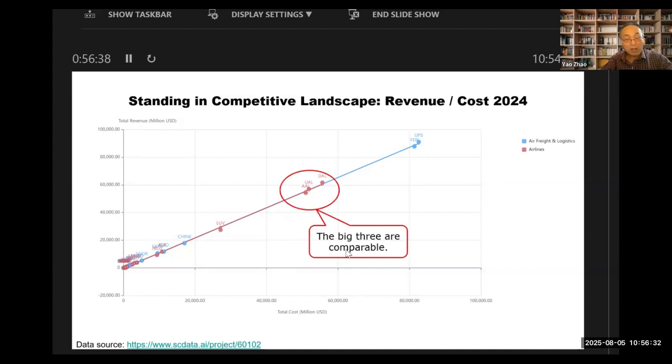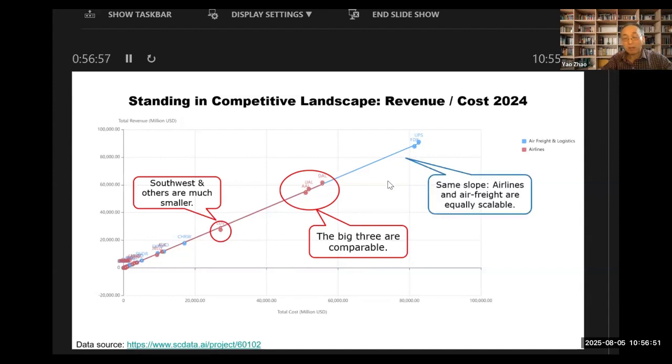We can clearly see here are the big three, the top three airlines: United, Delta, and American Airlines. They are very comparable in size. Only other airlines such as Southwest and Alaska and so on are much smaller than the top three. And we can also see an airline often also has a business in air freight. However, you see the regression line, they are almost the same slope. So meaning if an airline moves towards air freight, it's not going to make the airline very rich. It's almost equally scalable.